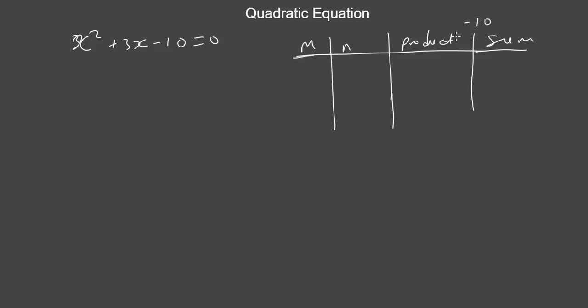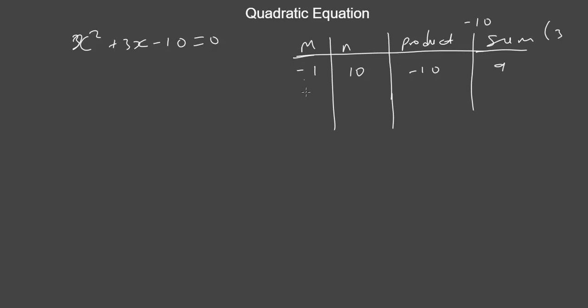So those two numbers are as follows: minus 1 and 10. If you multiply minus 1 and 10, you will get minus 10. But if you add them up, it will give you 9. But what we want is 3, not 9. So these two are not the right numbers we are looking for. So you try another number. What are the factors of minus 10? What are the things you will multiply to get minus 10, right? So let's try another value.